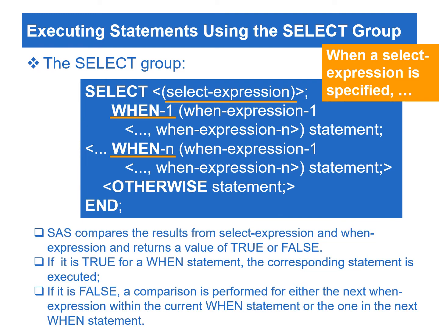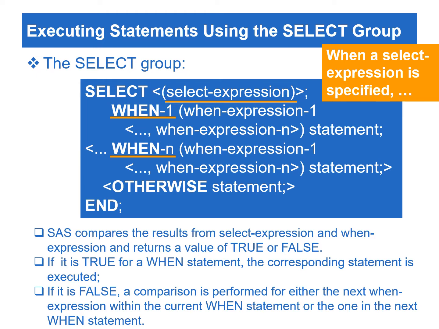Within the select group, it contains at least one when statement. The when statement is used to identify which statement is to be executed when a condition is met. This when condition results to either true or false, depending upon whether the select expression is specified. When a select expression is specified in the select statement, SAS compares the evaluated results from the select expression and the when expression, and returns a value of true or false.